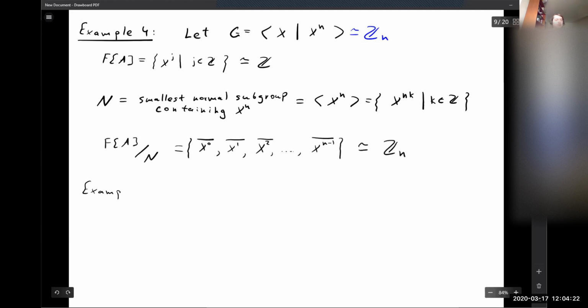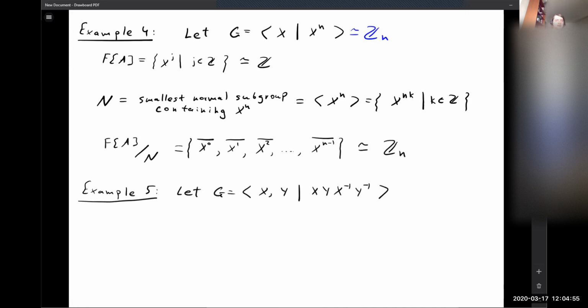Now let's move on to a slightly more complicated way of defining a familiar group. Let's look at the group G, which is generated by elements x and y, subject to the following relation: x y x inverse y inverse. Okay, so the free group now is actually quite complicated.